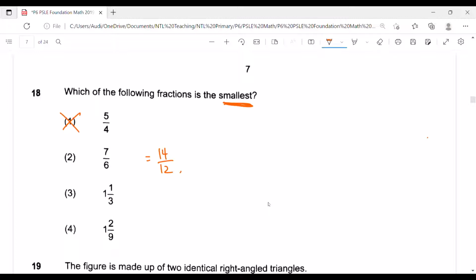Okay, now I'm going to compare between number 2 and number 3, right? This one is a mixed number, so I'm going to change this to an improper fraction. How do I do it? I go this way. 1 times 3 plus 1 over 3. 1 times 3 is 3, plus 1 over 3. So I get 4 over 3. Okay. Now I'm going to erase this.